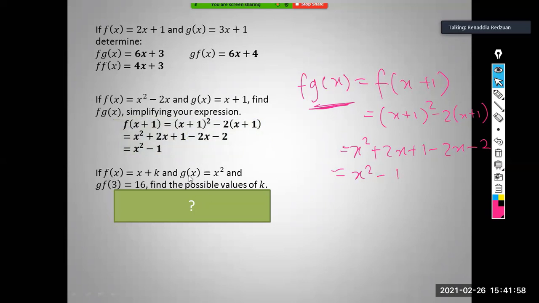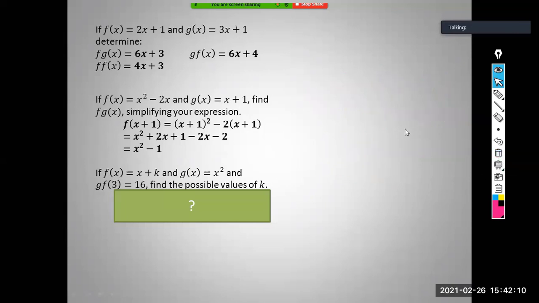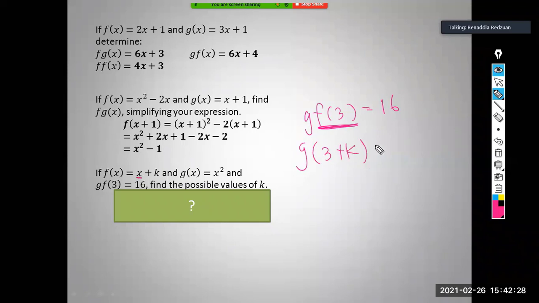Okay, this one we have f and g, and the composite gf(3) is 16. Find the possible value of k. gf(3) equal to 16. So first you do function f, substitute the x in function f as 3. So the x here is replaced with 3. So you get 3 plus k. Now we substitute this value as the value of x in function g. So this value of x is now (3 plus k) squared equal to 16.